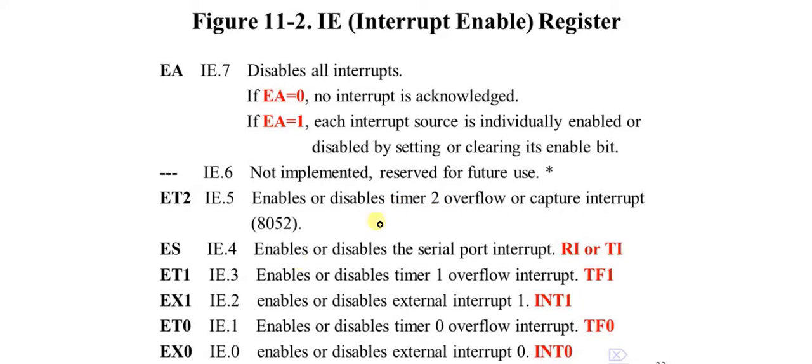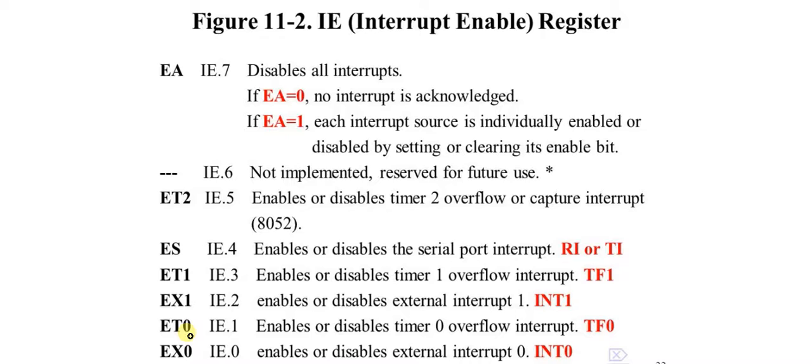enable or disable. Now ES is used to enable or disable the serial port interrupts. Serial port interrupts are RI or TI, so it is used to enable or disable them. Now EX1 is used to enable or disable external interrupt 1, meaning INT1, and EX0 is used to enable or disable external interrupt 0, meaning INT0.